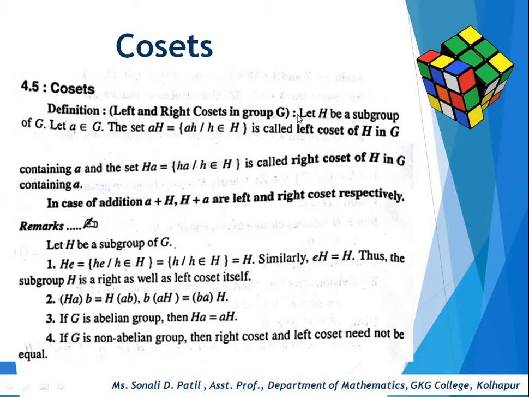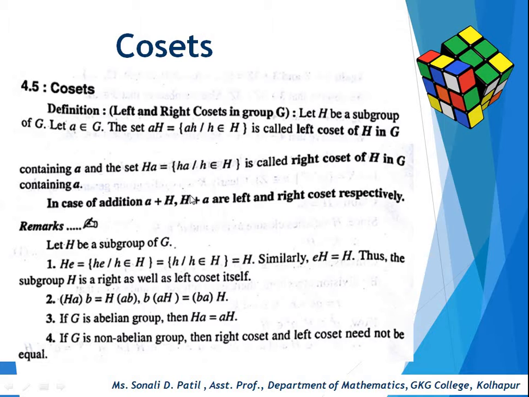So, definition of cosets. Let H be a subgroup of G, let a belong to G. The set aH = {ah such that h belongs to H} is called the left coset of H in G containing a, and the set Ha = {ha such that h belongs to H} is called the right coset of H in G containing a. So here aH means a is getting multiplied with h from the left hand side, so aH is called the left coset, and Ha means a is getting multiplied with h from the right hand side, so Ha is called the right coset.